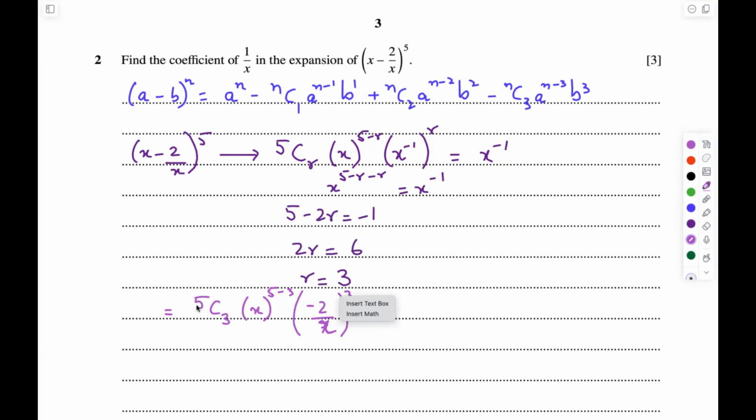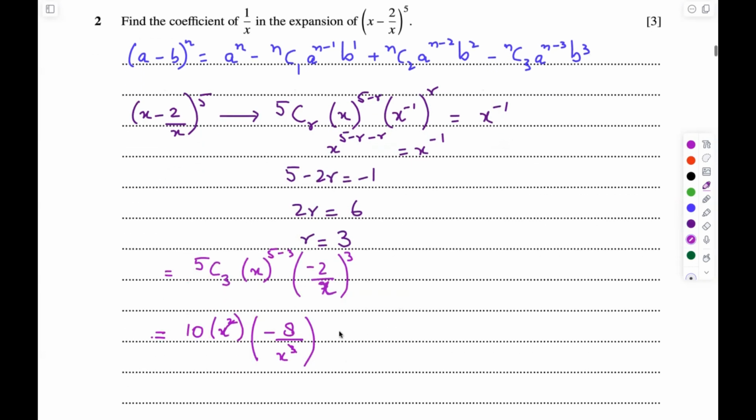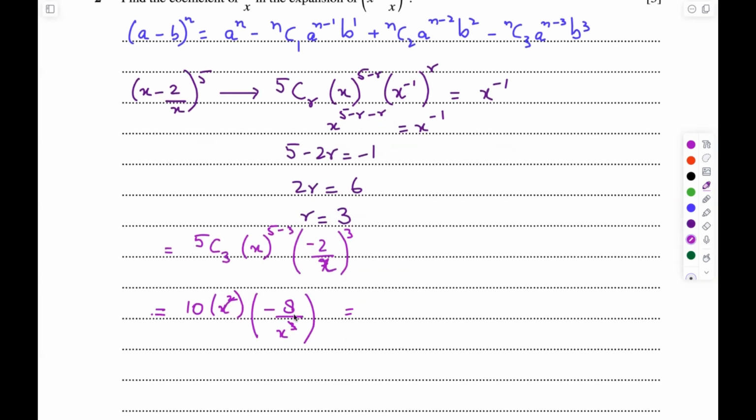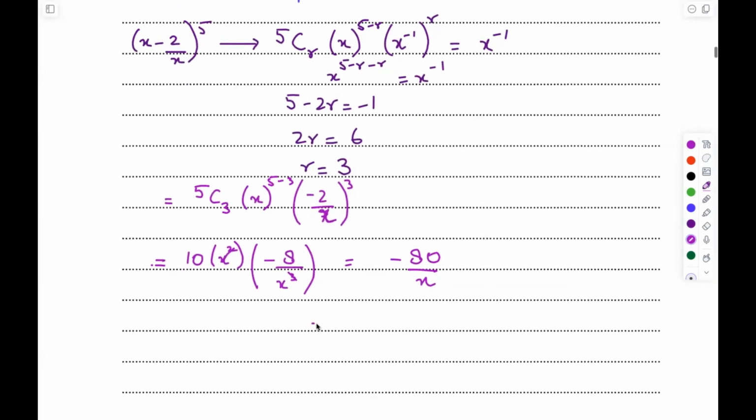So we'll get 10 into x to the power 2. And minus 2 whole cube will become minus 8 upon x cube. So x square and x cube will cancel, and we can see that we'll have a term in 1 upon x. And 10 times minus 8 will become minus 80 upon x. So the coefficient for 1 upon x will be equal to minus 80.